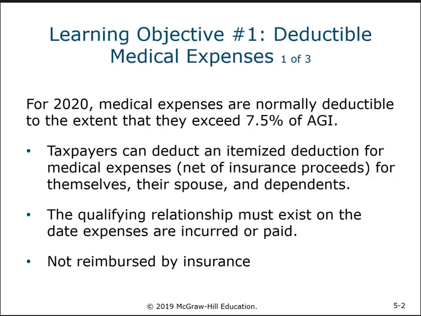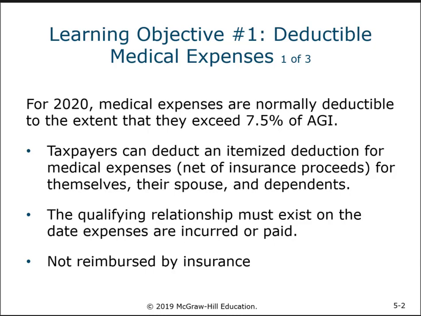So it's very limited. It's really only going to apply in situations where there is a lot of illness that is not covered by insurance. Okay? So notice that there are some other limitations. It can only be medical expenses for themselves, the spouse, and dependents. You pay your friend's medical expenses, and technically that doesn't count. All right? And it can't be reimbursed by insurance.